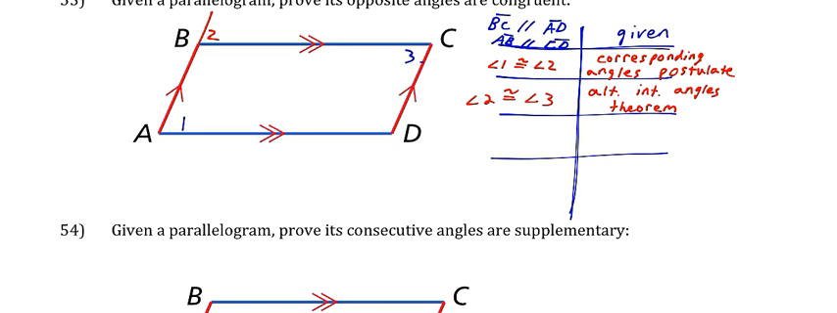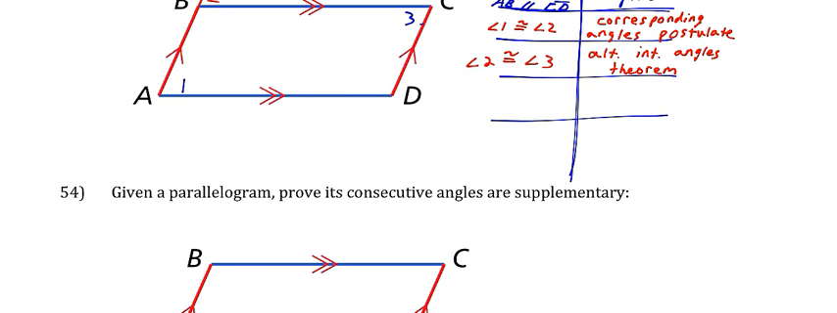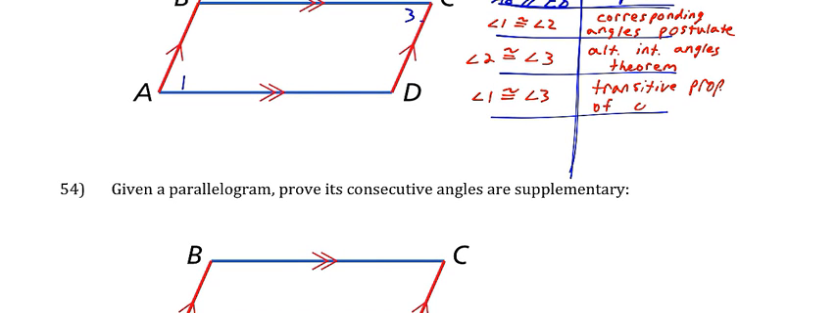Lastly, we went from angle 1 to angle 2, and then we're going to jump down. Angle 1 is equal to angle 2, angle 2 is equal to angle 3, and so 1 inherits that, it's equal to angle 3 as well by the transitive property. If 1 equals 2 and 2 equals 3, then 1 has to equal 3. So angle 1 is congruent to angle 3 by the transitive property of congruence.